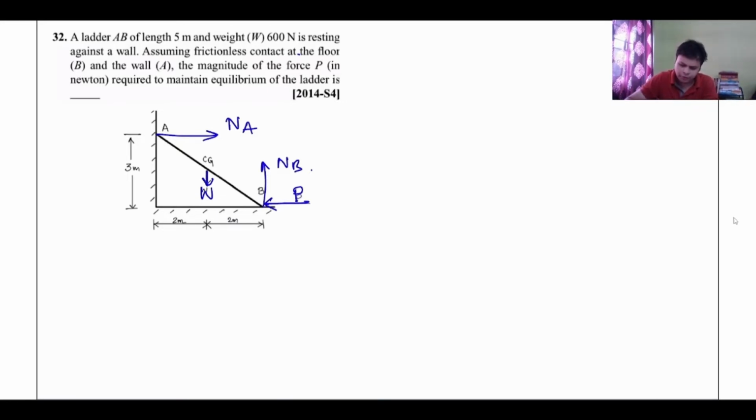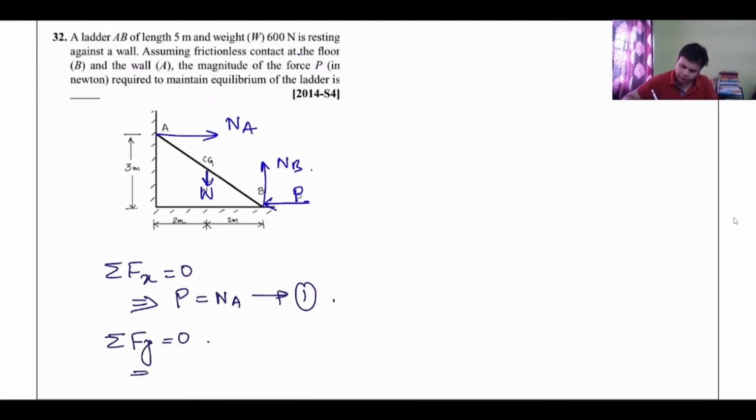Let us write down the equations. Let us start with the equations. Summation of force in x direction should be equal to 0. This implies in x direction there are only two forces. NA is equal to P, or I can simply say P is equal to NA. Equation 1. Right? Summation of force in y direction equal to 0. This implies NB is equal to W. NB is equal to W. Equation 2.